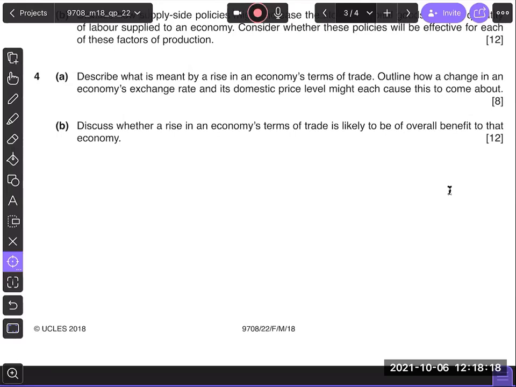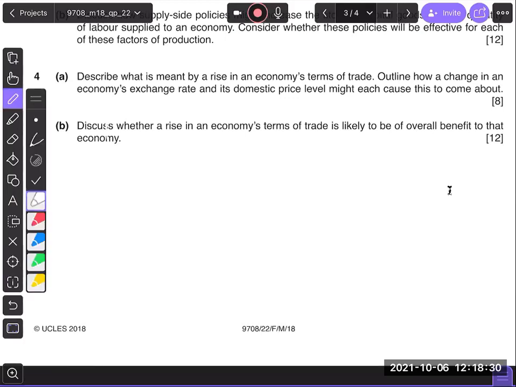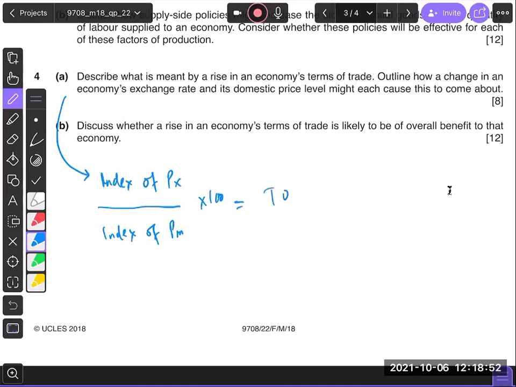So guys, the question is asking us what is meant by a rise in economy's terms of trade. So we know that terms of trade is basically index of export prices over index of import prices times 100. In other words, it's the ratio of PX to PM. So it's an index of export prices over index of import prices, right? So first thing first is that we will give the formula.